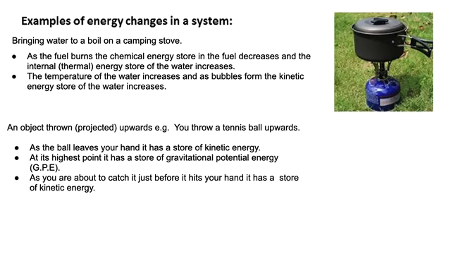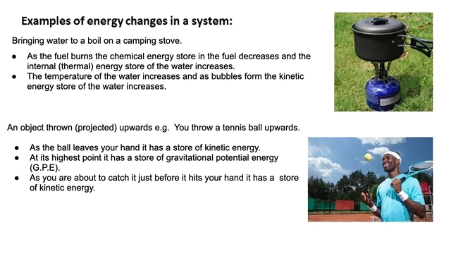An object thrown upwards. You throw a tennis ball upwards. The ball leaves your hand with a store of kinetic energy. At the highest point, it has the greatest store of gravitational energy. As you're about to catch it, it has a full store of kinetic energy. It's dissipated then into another transfer: heat on your hand, when it hurts your hand if you throw a ball that hard or that high.